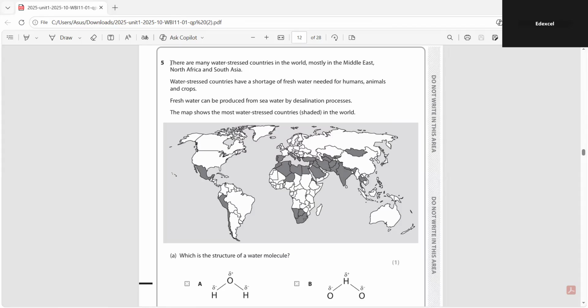Let's see the fifth question. There are many water-stressed countries in the world, mostly in the Middle East, North Africa, and South Asia. Water-stressed countries have a shortage of fresh water needed for humans, animals, and crops. So fresh water can be produced from seawater by the desalination process. The map shows the most water-stressed countries, which are the shaded ones.